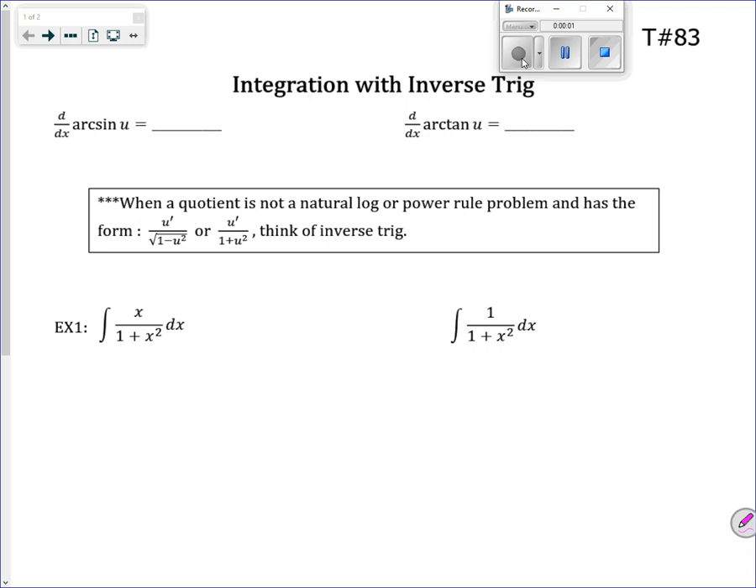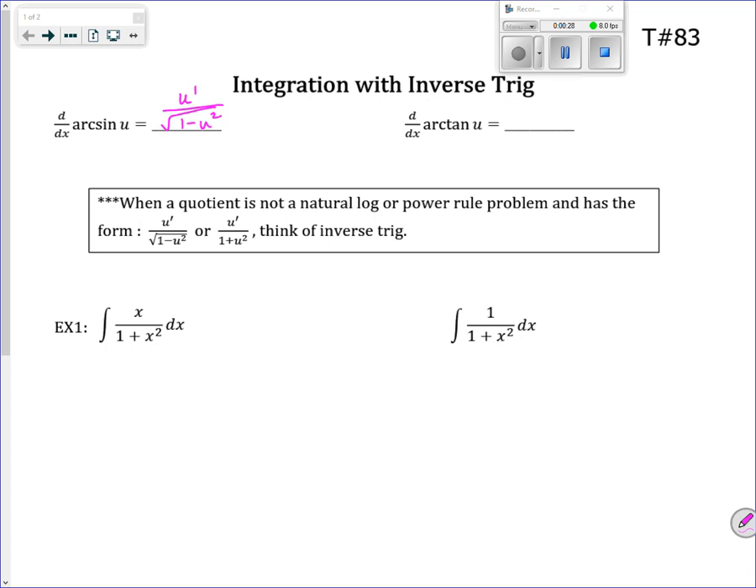All right, our last lesson, my friends, of the unit. So integration with inverse trig. Let's see if we remember these formulas. The derivative of arc sine of u, remember, was u prime over the square root of 1 minus u squared. So what does that mean?